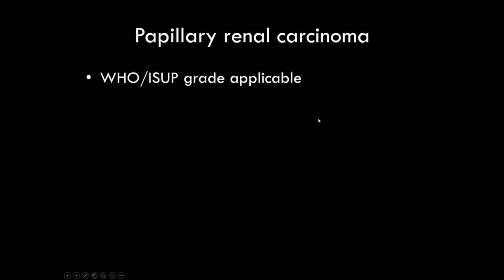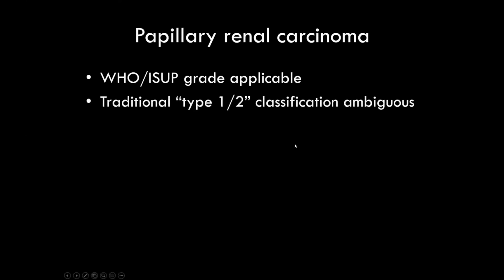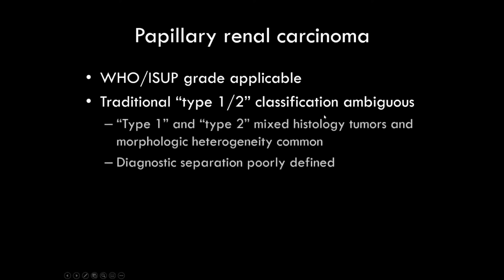So first point is that, as I mentioned earlier, the WHO ISUP grade is applicable in papillary renal cell carcinoma because it is predictive, right? And then we have acknowledged that the traditional type 1, type 2 classification is ambiguous. So what do we do about this, and why is it ambiguous? So in most cases, you do not see pure type 1 or type 2 features.